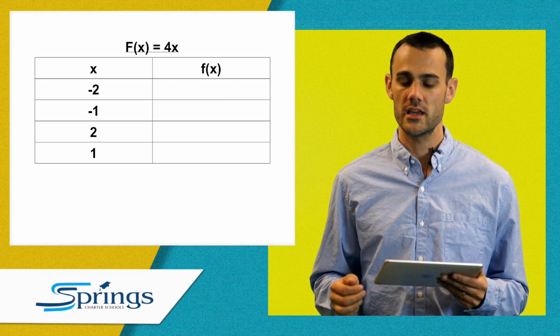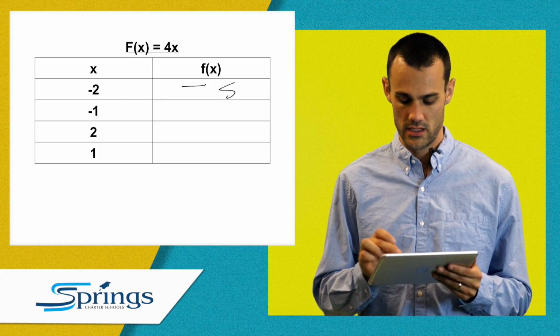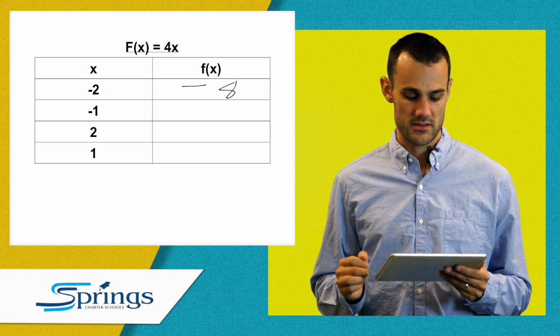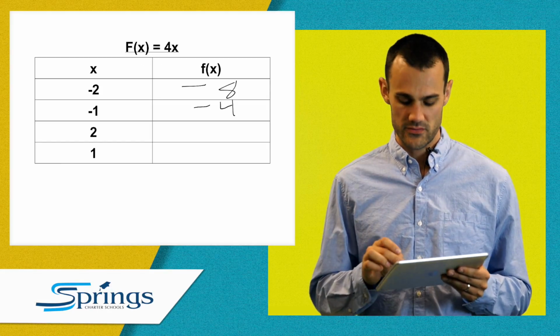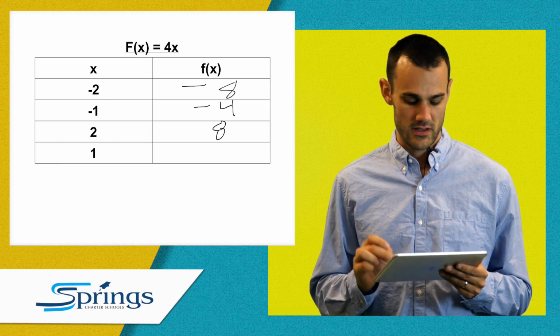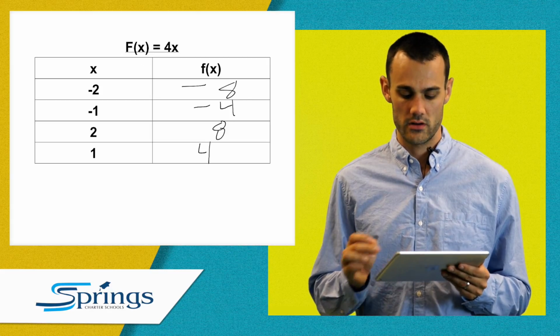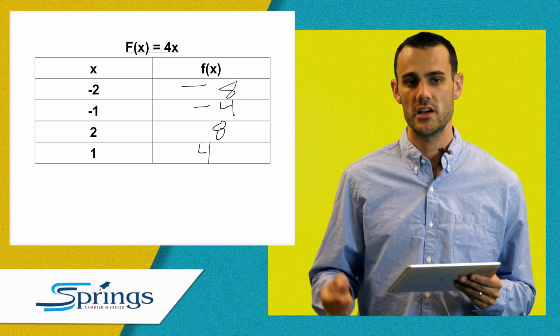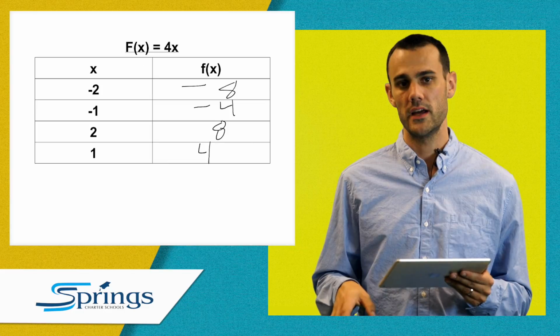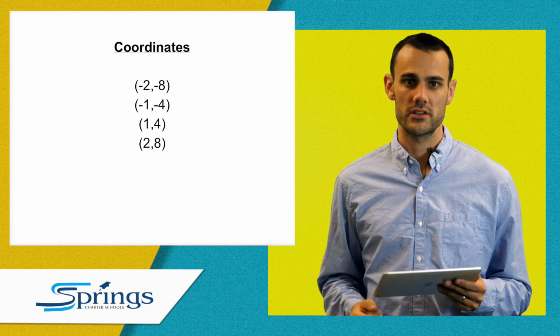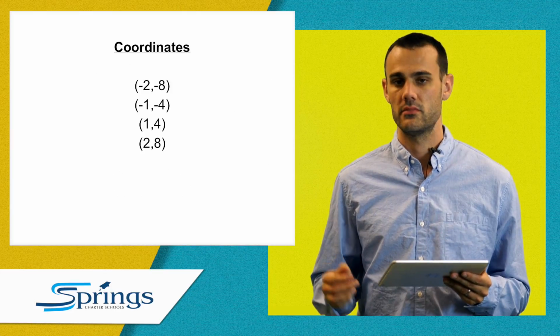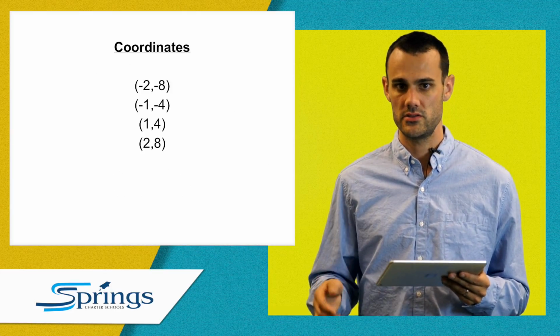So 4 times -2 gives us -8. 4 times -1 gives us -4. 2 times 4 is 8. And 1 times 4 is 4. Now, we can take what we just did with this function table, multiply these numbers out, and turn them into coordinates like this. I have the coordinates listed here: (-2, -8), (-1, -4), (1, 4), and (2, 8).